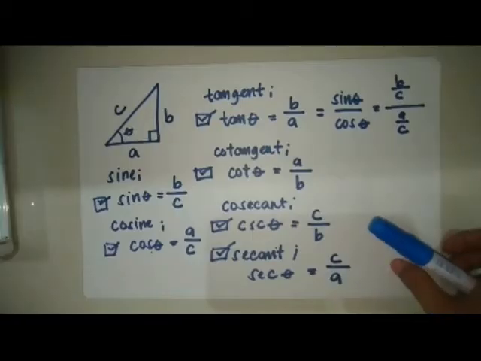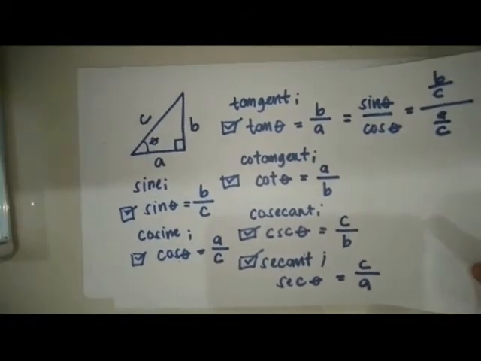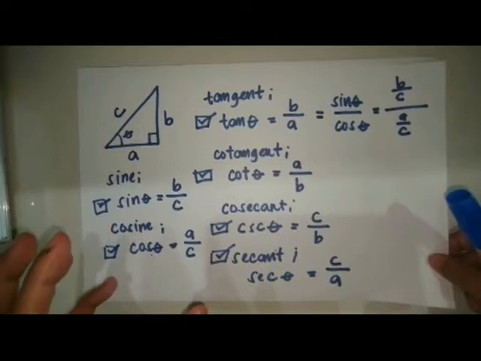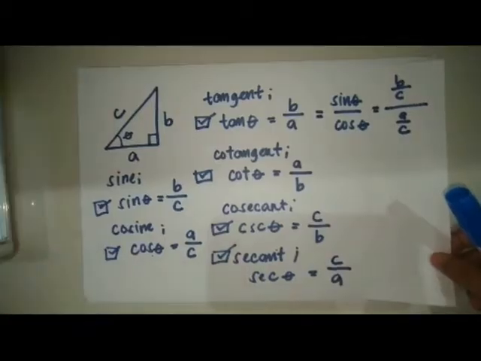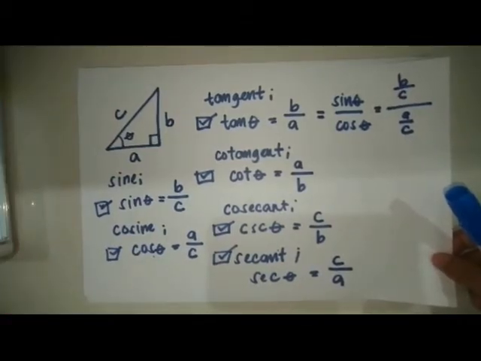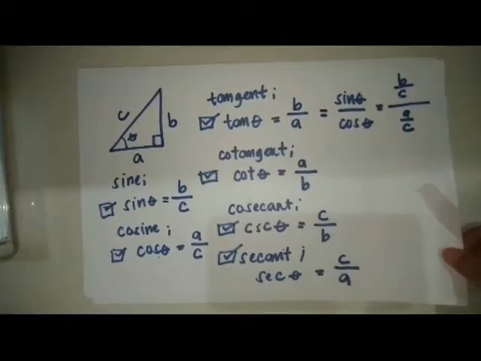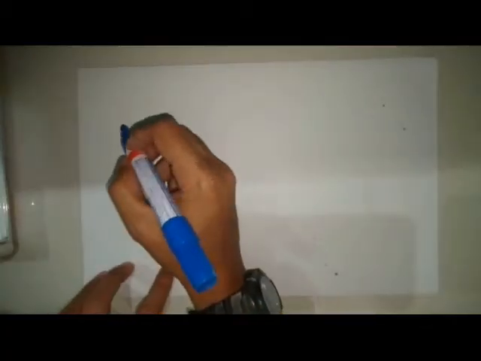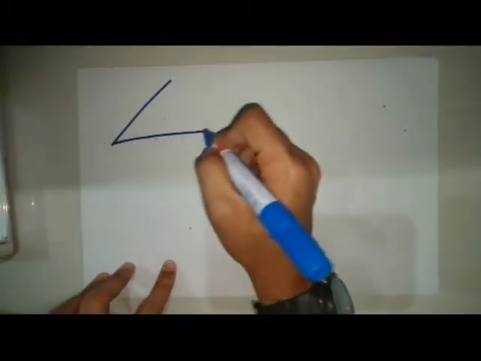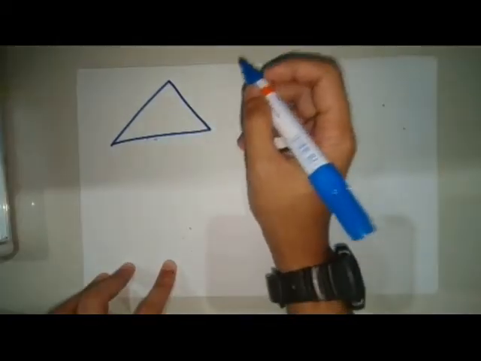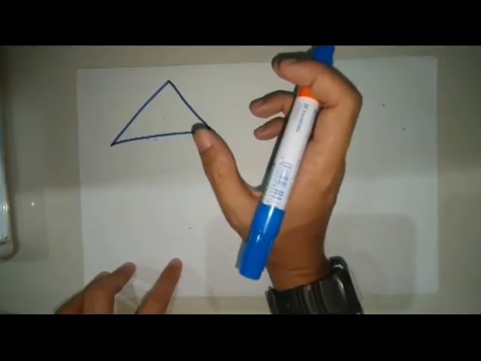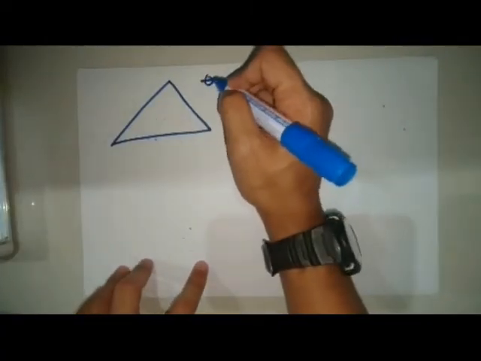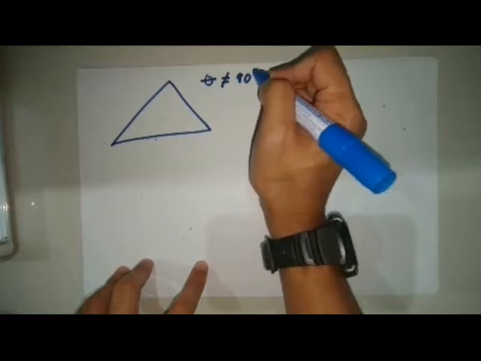So let's proceed to the oblique triangle. So this solution is particularly applicable to right triangle. So in terms of oblique triangle, we have some formulas to memorize. So for example, we have an oblique triangle. It means that we have no angle that is equal to 90 degrees. So let's assume that this triangle is oblique. So it means that no angle equal to 90 degrees.